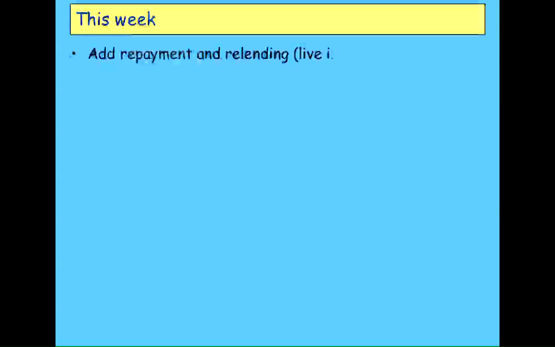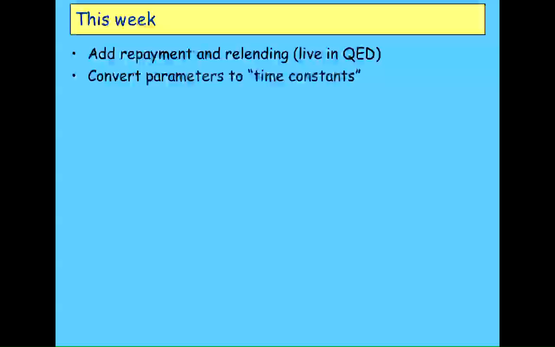Now I'm going to add repayment and relending, and then also try converting the parameters to time constant, which is a concept that might be my phone causing that, pardon me. Yes it is, okay. Turn the bugger off. I'll go down well live.